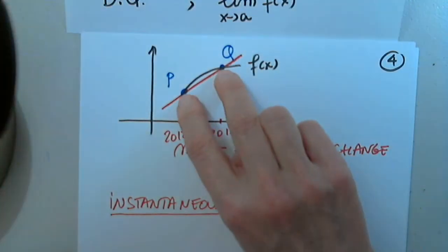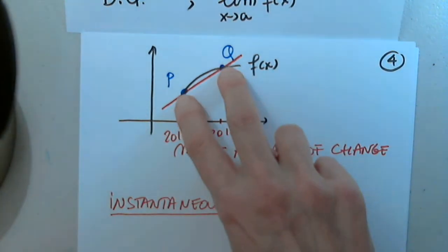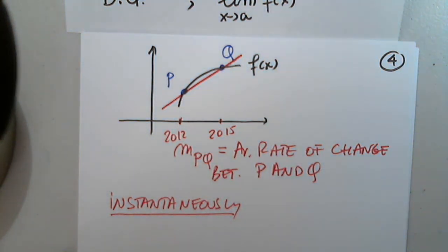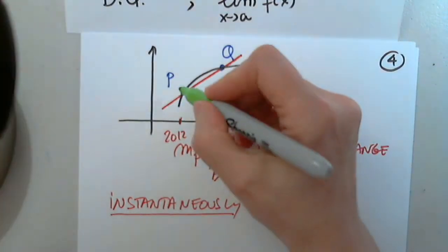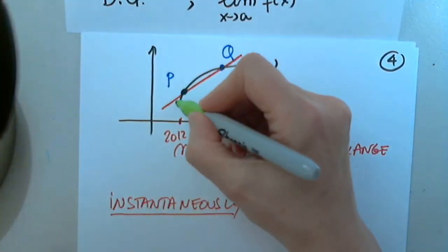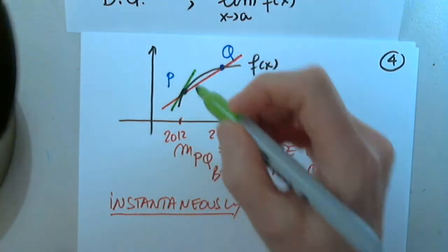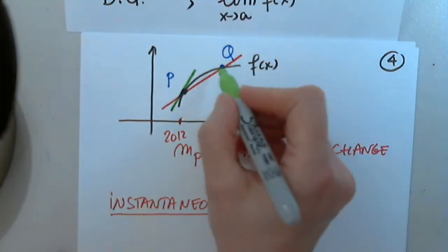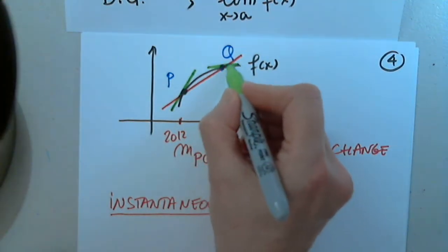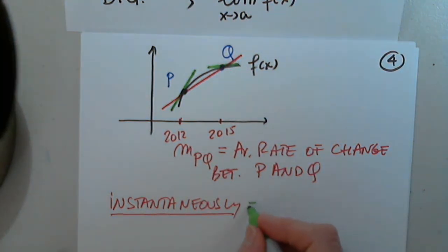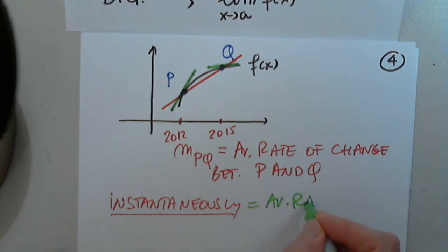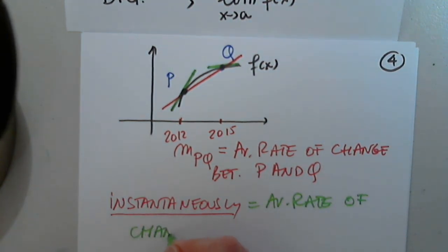I don't really care to know the average rate of change between P and Q. Here is what I want. I want the average rate of change at P, or Q. It doesn't matter. I want instantaneously. I want the average rate of change at P.